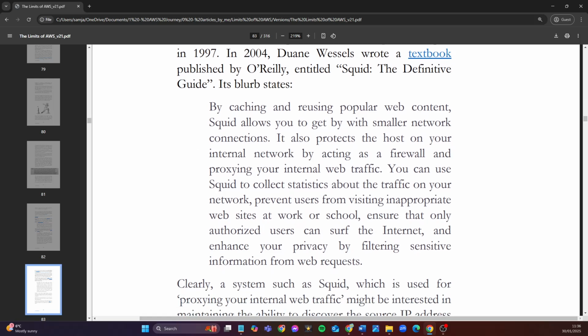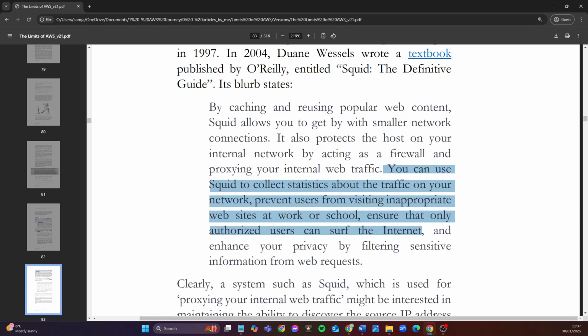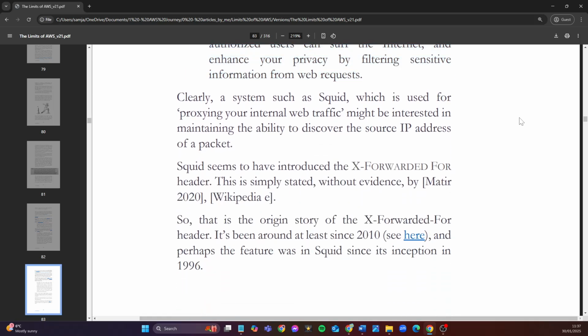And its blurb says, by caching and reusing popular web content, Squid allows you to get by with smaller network connections. It also protects the host on your internal network by acting as a firewall and proxying your internal web traffic. You can use Squid to collect statistics about the traffic on your network, prevent users from visiting inappropriate websites at work or school, ensure that only authorized users can surf the internet, and enhance your privacy by filtering sensitive information from web requests. Clearly, a system such as Squid, which is used for proxying your internal web traffic, might be interested in maintaining the ability to discover the source IP address of a packet.